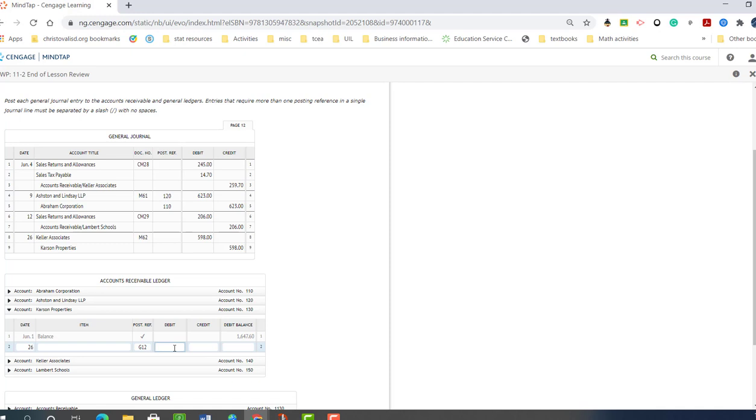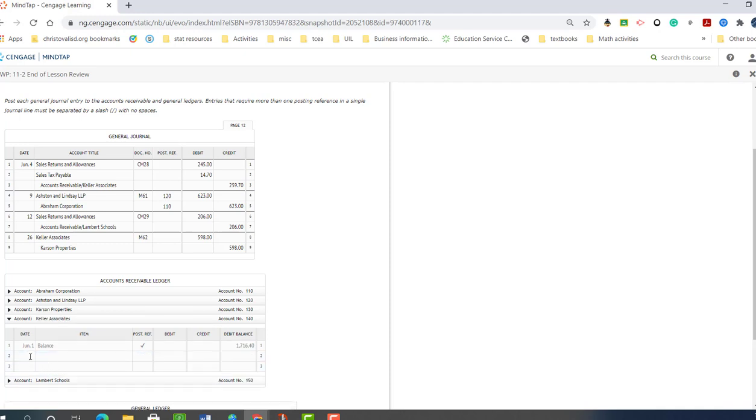And they had a debit amount of $598. And that brings their balance, oops, I put it in the debit spot. Brings their balance down to $1,049.60.